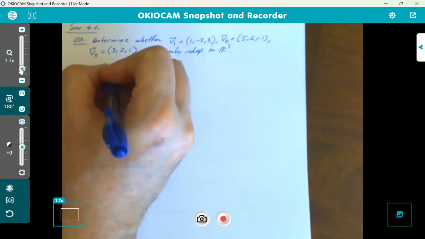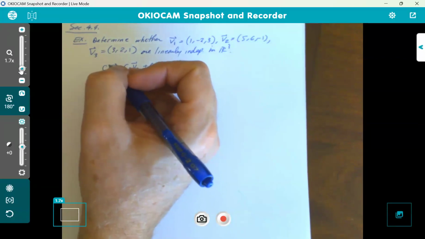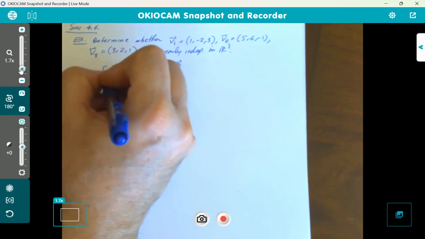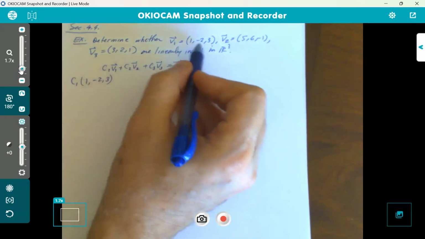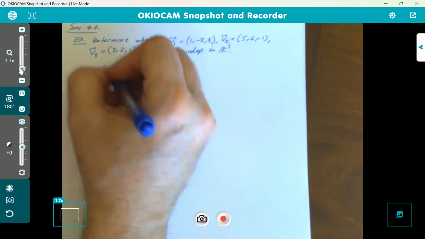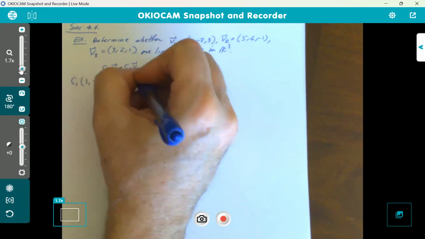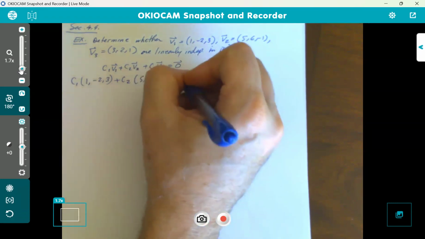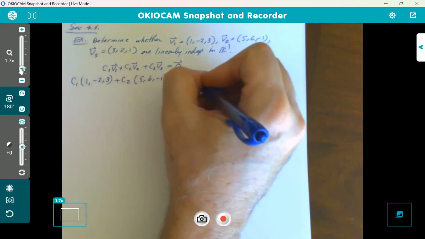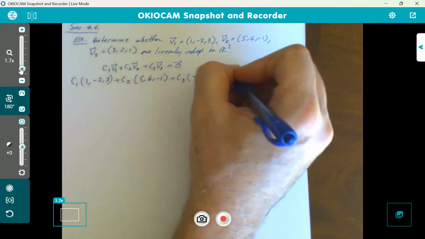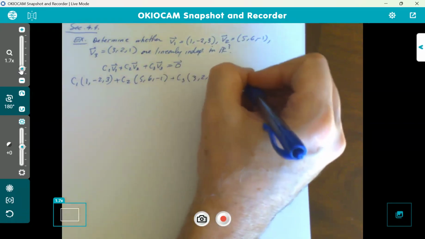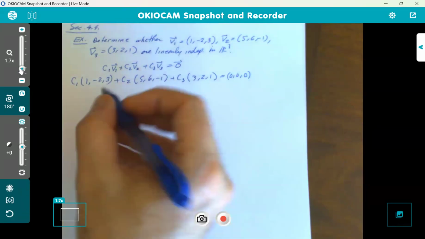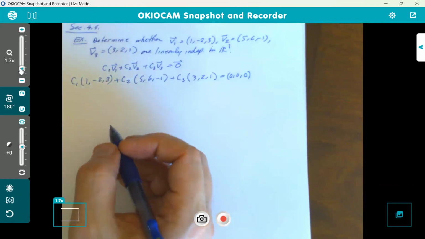So C1 V1, that means C1 times (1, -2, 3), right? That's vector V1. Plus C2 times (5, 6, -1), and plus C3 times (3, 2, 1). This should equal the 0 vector in R3. In R3, the 0 vector has all components 0, all three of them. Now, from this, we're going to get a system of three equations, three unknowns, right?